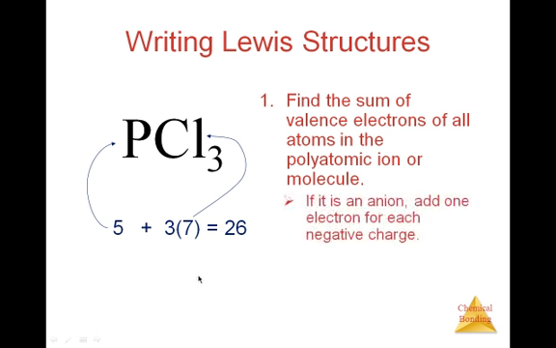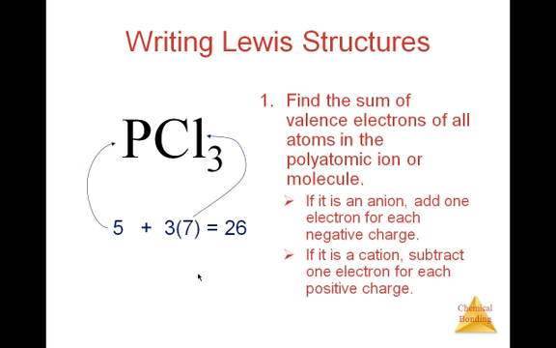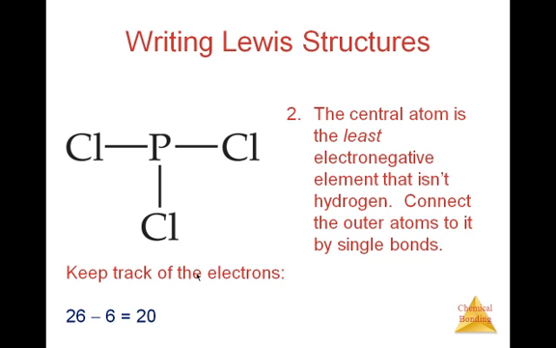And don't forget, if there's a charge, you want to add an electron for each negative charge that's on it. If it's a cation, you obviously subtract it. Moving on. Then you want to put the central atom on as the least electronegative element. Very often it's the first written in the formula. So this one would be PCl3, P would be your center atom.